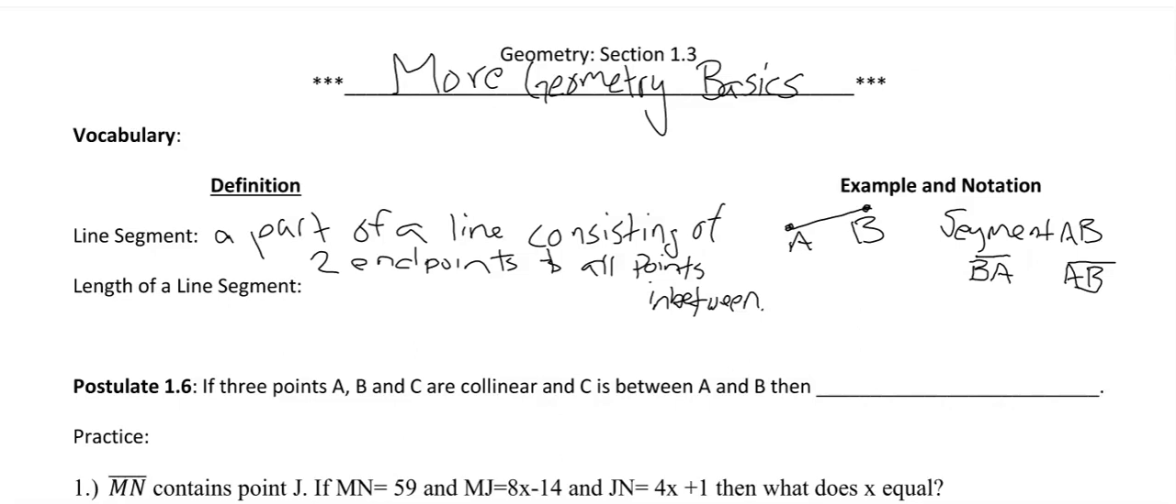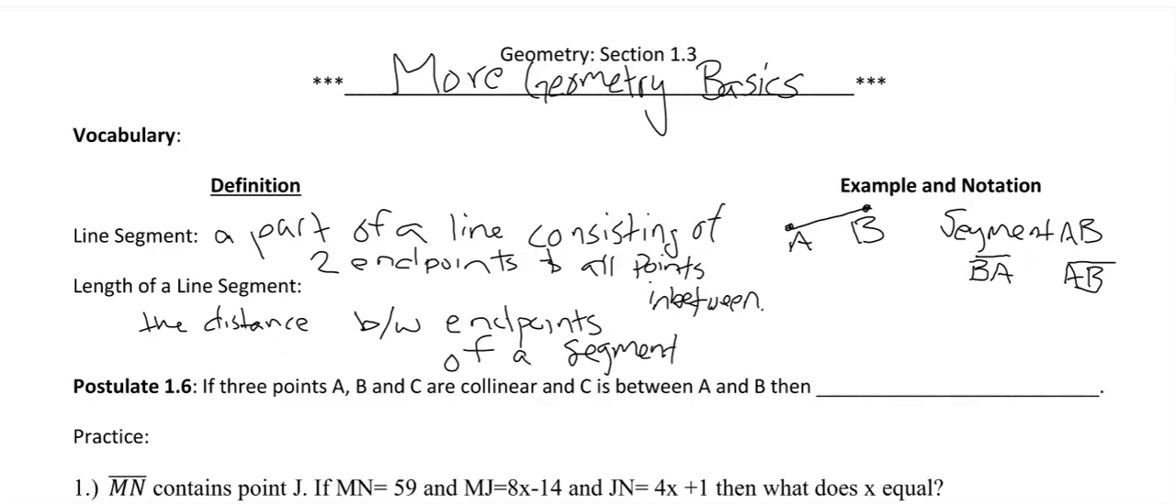Okay. Now, the length of a line segment is the distance between, that means between endpoints of a segment. Okay. So let's say up here that had a length of 5 units. All right. Once again, we could write out the words, the line segment's length is 5, or line segment AB has a length of 5.